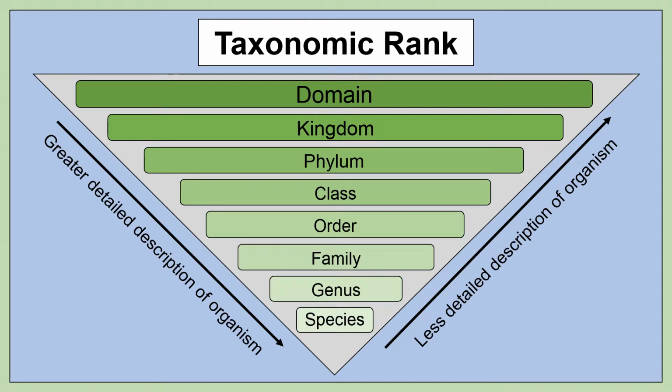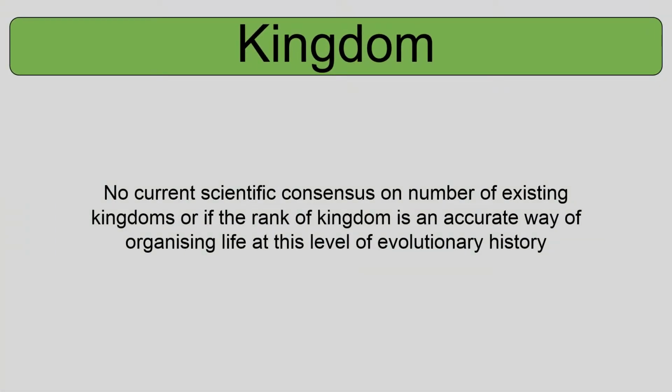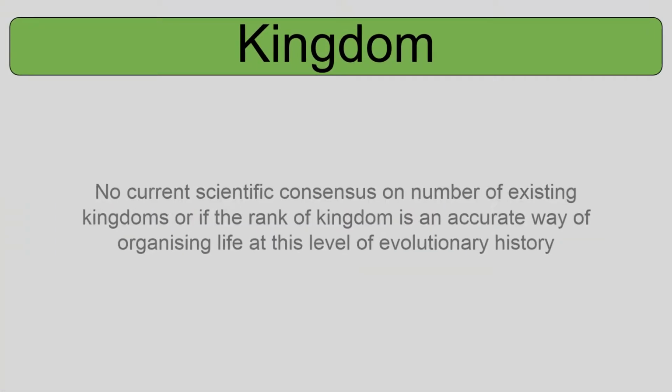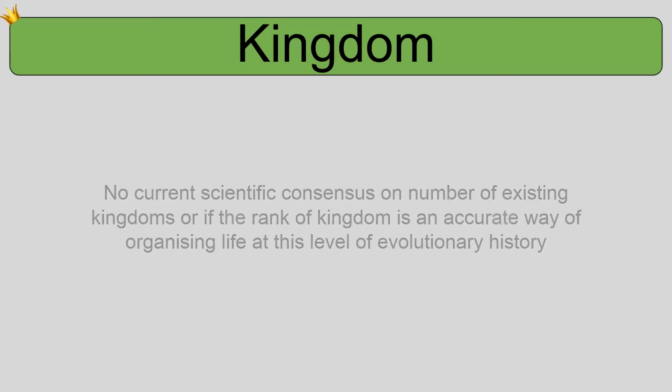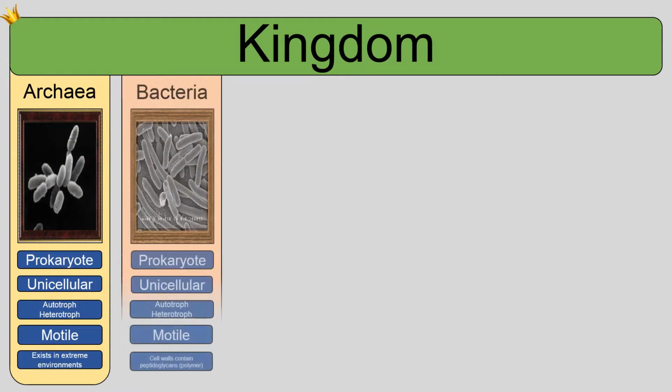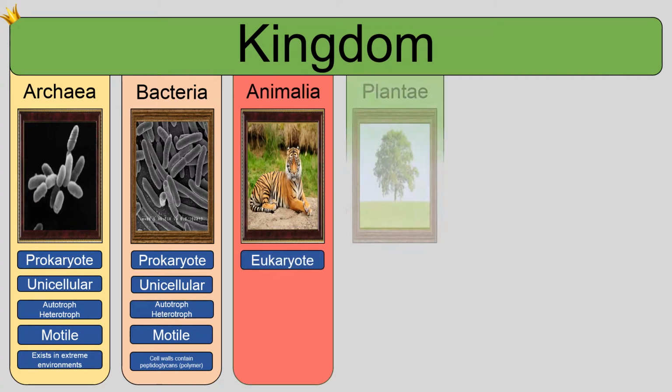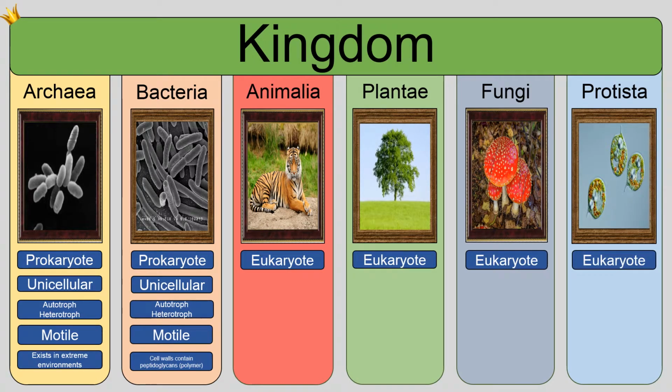The next taxonomic rank, and second highest, is called kingdom. The science gets a little grey here because there is no current scientific consensus on how many kingdoms exist, or even if the rank of kingdom is an accurate way of organising life at this level of evolutionary history. However, kingdom-level classification of organisms is currently widely employed and useful, despite its perceived classification problems. The kingdoms presented to you here are based on the works of Renzaglia and others 2050. The domains of Archaea and bacteria continue into the kingdom rank, while eukarya diversify into Animalia, Plantae, Fungi, and Protista.